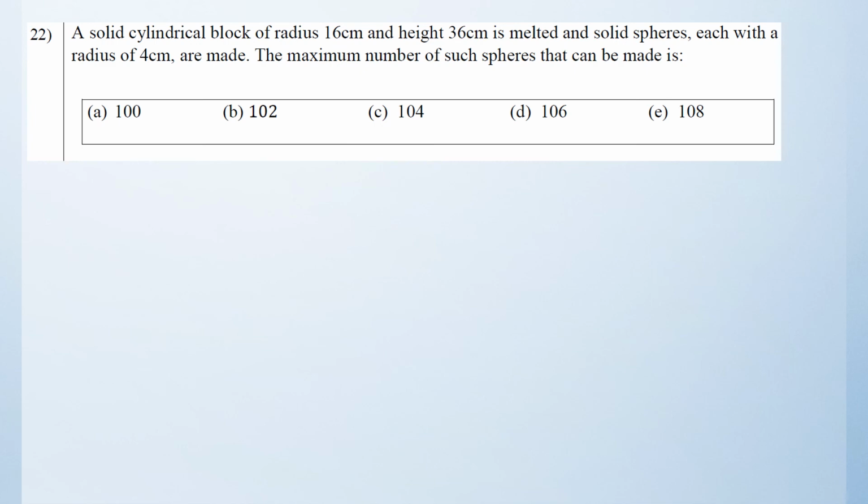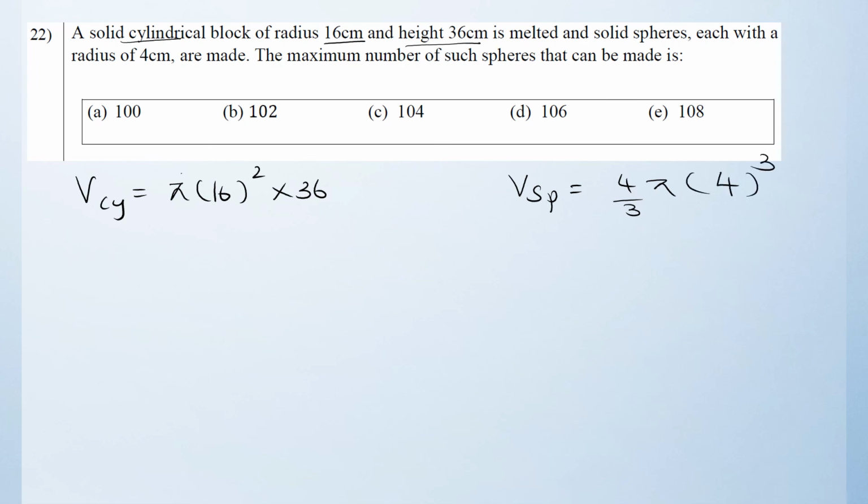Question number 22. A solid cylindrical block of radius 16 centimeters and height 36 centimeters. So the volume of the cylinder is equal to πr squared h, with h 36, and the volume of the sphere is 4/3 πr cubed, where r is 4. And we want the maximum number of spheres that can be made.